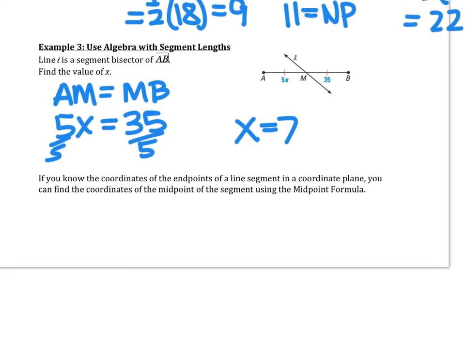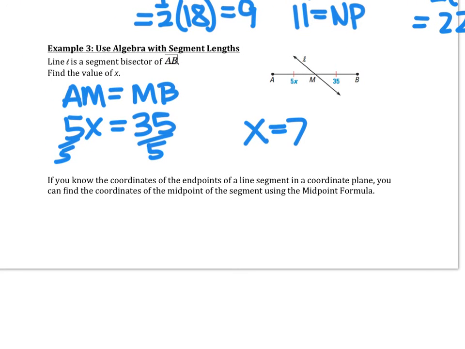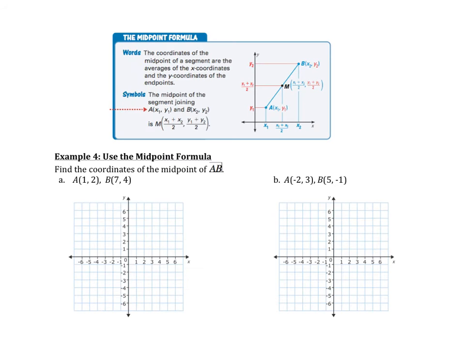If you know the coordinates of the endpoints of a line segment in a coordinate plane, you can find the coordinates of the midpoint of the segment using the midpoint formula. So here is the midpoint formula. The most important thing you want to definitely highlight is that it's the two x coordinates added together divided by 2, and the two y coordinates added together and divided by 2.